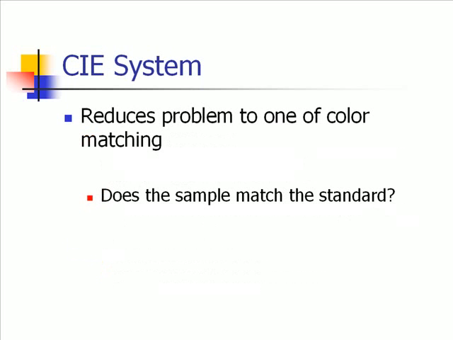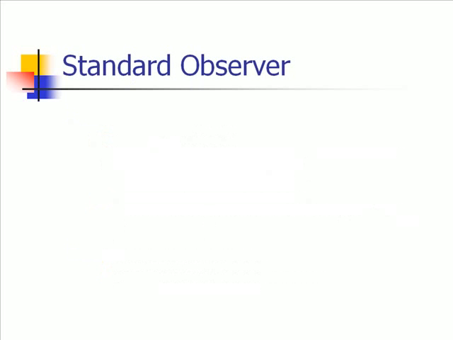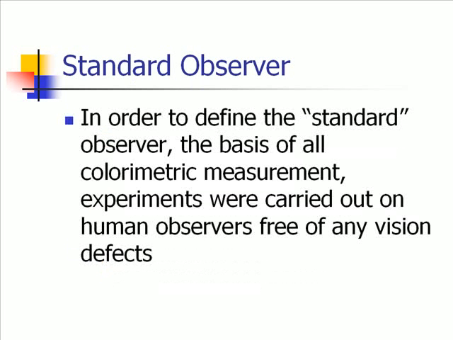So in order to define the standard observer, which is the basis of all colorimetric measurement, experiments were carried out on human observers free of any color defect. They took a group of people. First, they went through that Munsell test and came up with a good result that they had no color defective issues. They weren't red defective or green defective or any of that. They fell within that normal range.